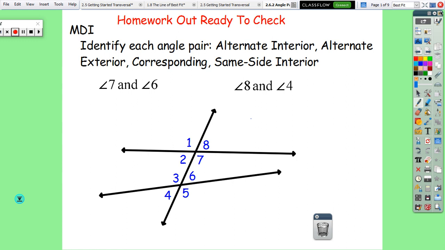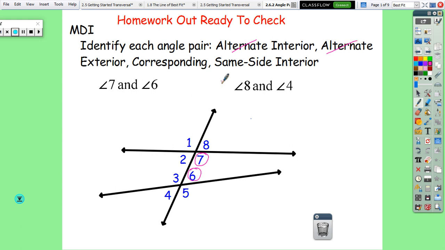Identify each angle pair as either alternate interior, alternate exterior, corresponding, or same side interior. For the first one, if we're looking at angle 7 and angle 6, angle 7 is this one, angle 6 is this one. If we think about what alternate means, remember, alternate means on opposite sides of the transversal. These are not alternate, so we can automatically eliminate anything that says alternate in it.